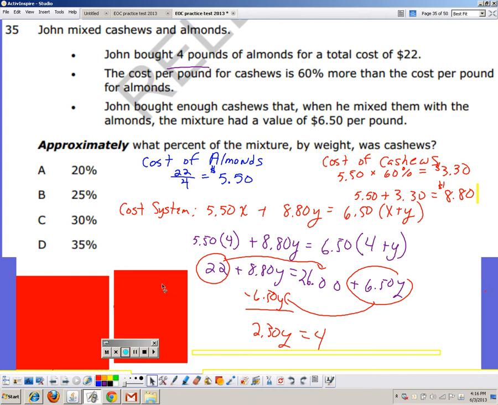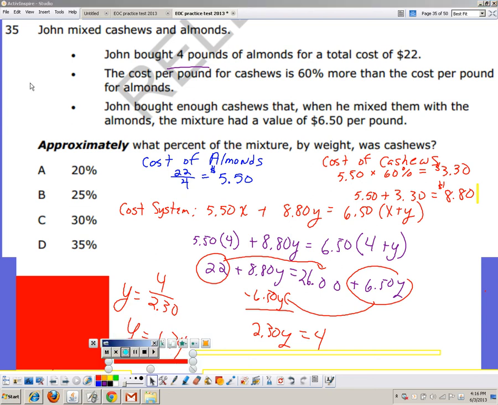To solve for y, we have to divide. Y equals 4 divided by 230. That means y equals 1.74.